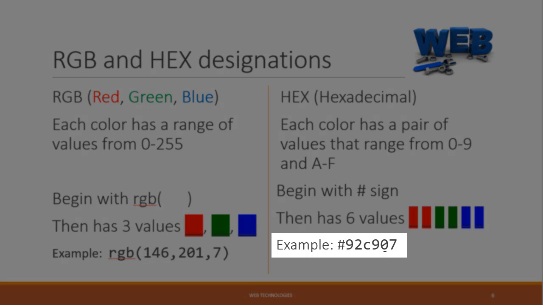Now, a typical hexadecimal value would look something like what we see here, 92C907 with that hash symbol. And by the way, this is exactly the same color as this. All I have to do is go to the web, find me a good converter that will allow me to convert from RGB to hex, and there's lots of them that are out there.